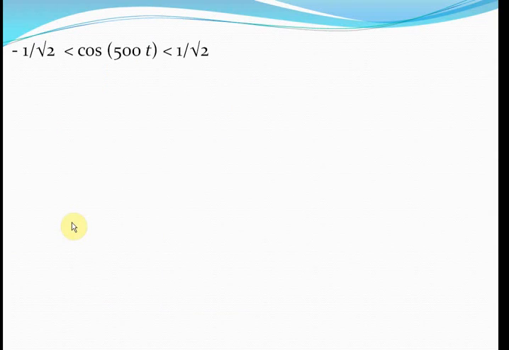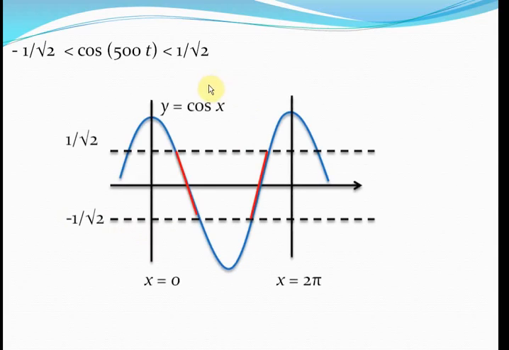Thus, if we simplify this expression, we get minus 1 by root 2 less than cos 500t less than 1 by root 2. Using mathematics, we can prove that the value of the cosine function lies between minus 1 by root 2 and 1 by root 2 between these regions indicated by red in one time period. If we further use mathematics, we get pi by 4 less than 500t less than 3 pi by 4 right here, and we get 5 pi by 4 less than 500t less than 7 pi by 4.